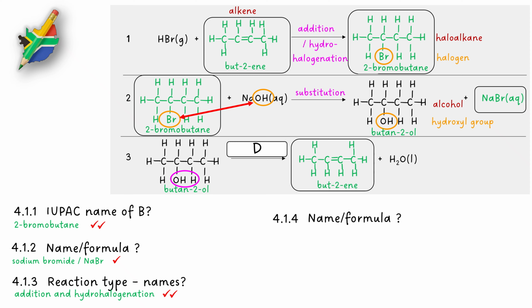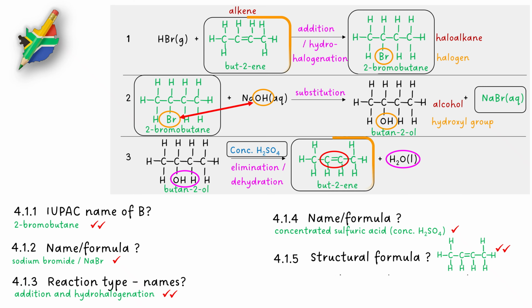We can see that in reaction 3, a hydroxyl group and a hydrogen are lost, forming water. We could instead say water was eliminated. As a result, a double bond is formed. We can say that water was eliminated or that dehydration occurred. Now, concentrated sulfuric acid is a dehydrating acid and is able to remove water from a molecule. Then we need the structural formula of compound A, which we have already seen is this structure here, but-2-ene.